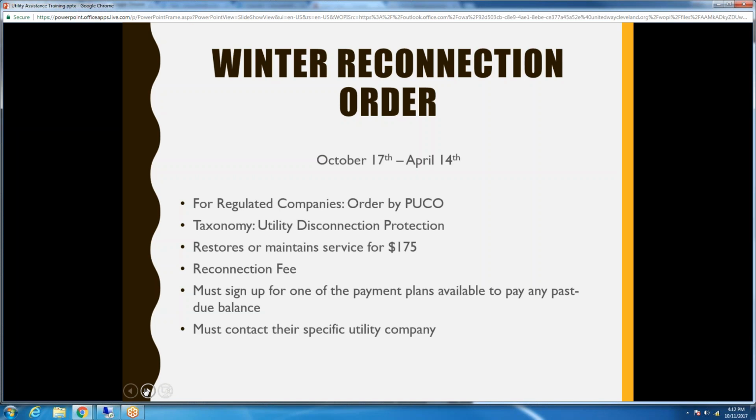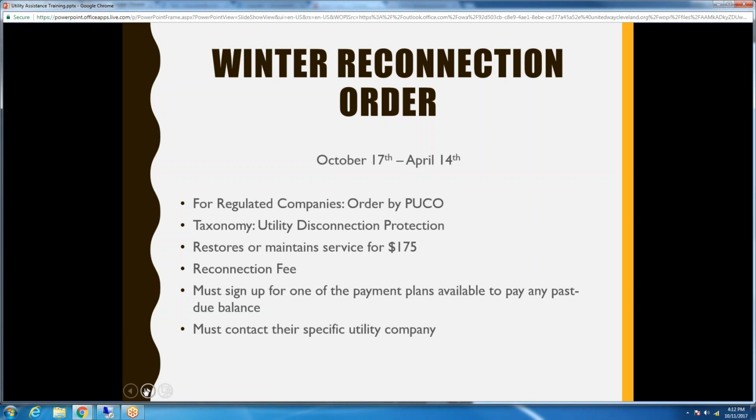And this is also important. Electric service must be connected to restore gas service. They cannot do just the gas and have the electric off. They need both. So if a caller needs both the electric and gas back on, the WRO, winter reconnection order, can be split between two regulated utility companies, if both regulated services are disconnected or in danger of being disconnected. Basically, if a caller is doing it on their own, they would pay $87.50 to each company.